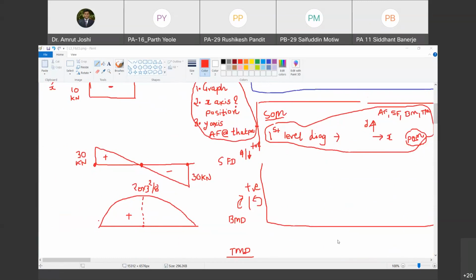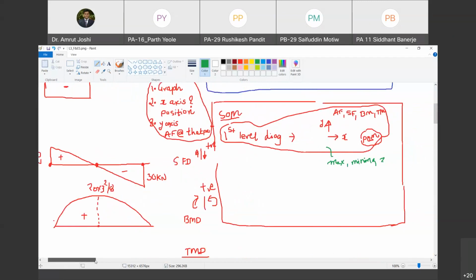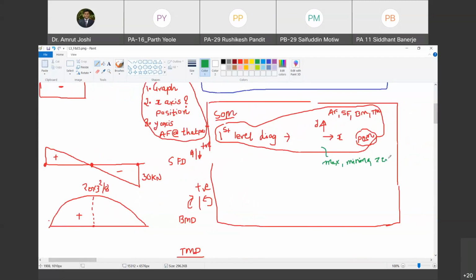Siddhant, do you agree with me? Yes, sir. So let me list the purpose of this. What is the purpose? Finding out maxima, minima, and wherever it becomes zero. The exact location on the span. Yes. So we draw these diagrams to get the magnitude of maximum actions. Not just the magnitude, the location as well. Happy? Right. Okay. Now, what next?